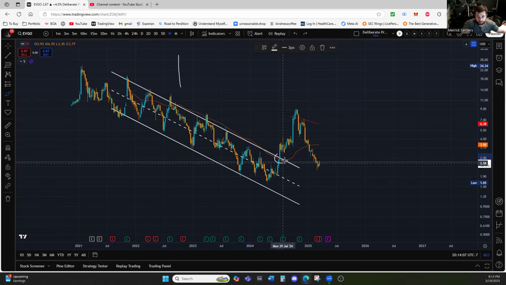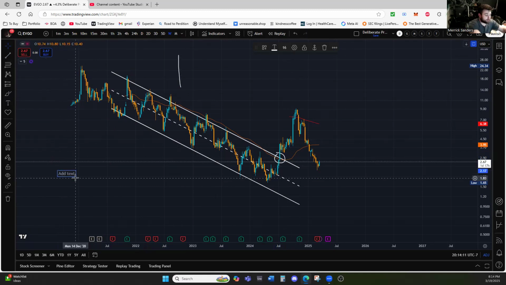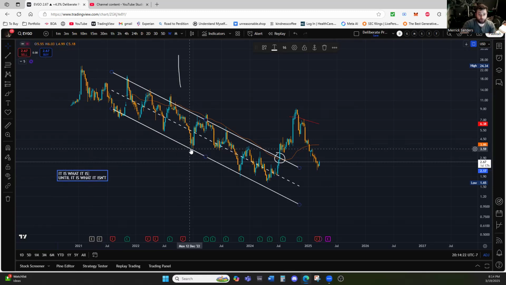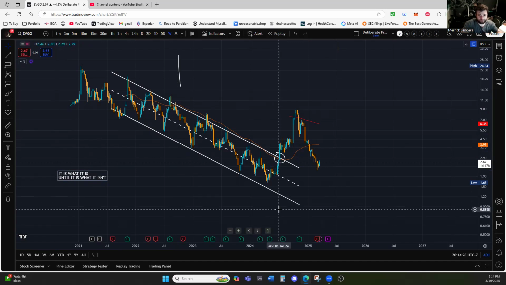At this moment, remember the number one rule of trading: it is what it is till it is what it isn't. It was what it was until this moment. At this vertical line, at this circle, you can see price broke out of the downward sloping channel.